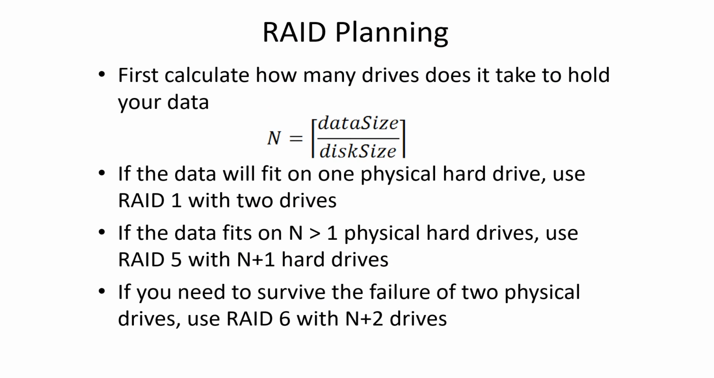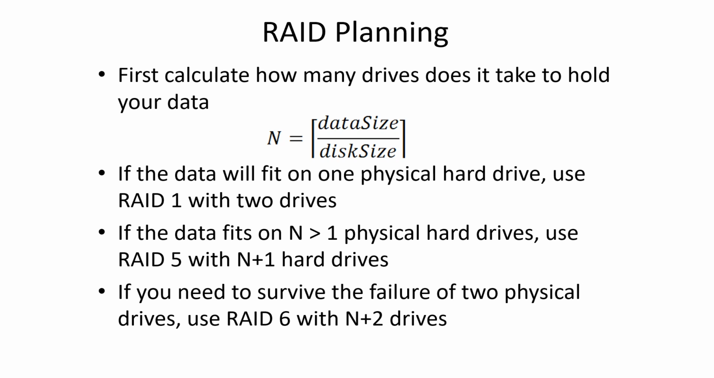Okay, here's the basic rules for RAID. First thing you have to do is figure out how many disk drives it takes to hold your data. So all you have to do is divide the size of your data by the size of each disk to find out how many disk drives. You have to round up to the next largest integer because you have disk drives in integral units. You can't have 2.5 disk drives. You have 2 or you have 3. So if the number comes out to a fraction, you have to round up to the next largest number.